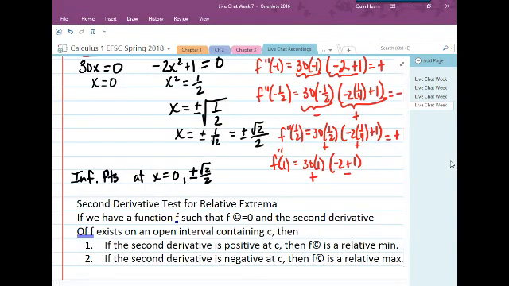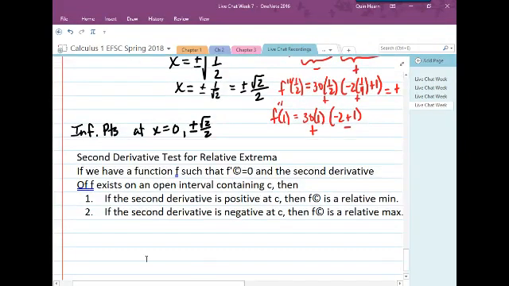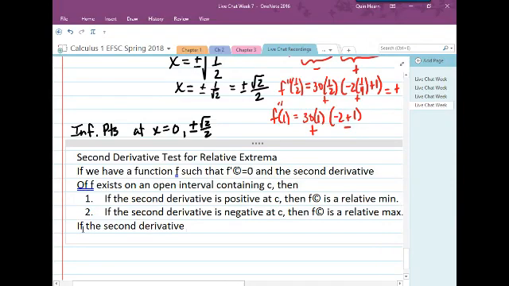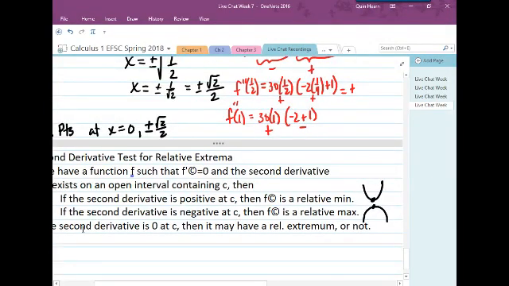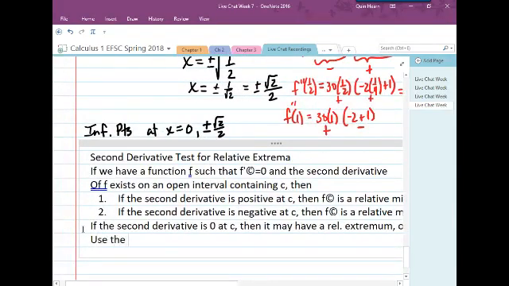Now, on the other hand, this test doesn't always work, because if the second derivative equals 0 at c, then it may have a relative extremum, a relative min or relative max, or neither. So in that case, you would have to use the first derivative test, where you look at the sign chart for the first derivative.